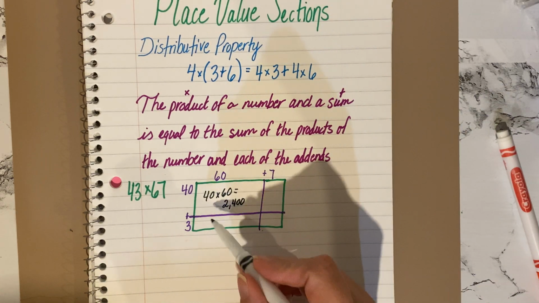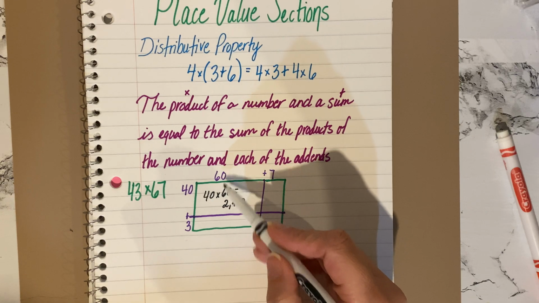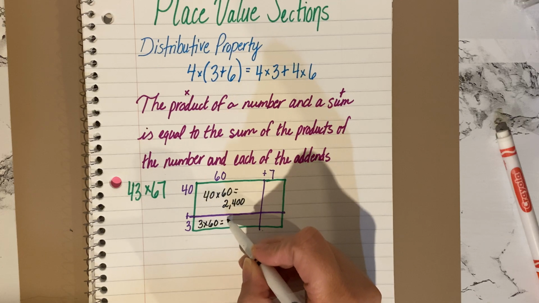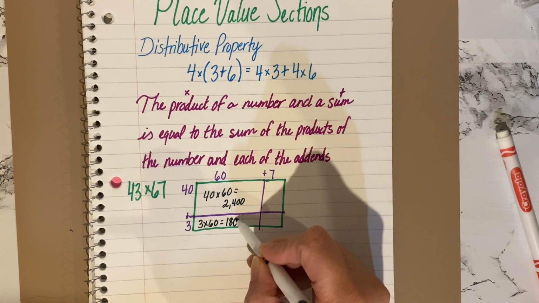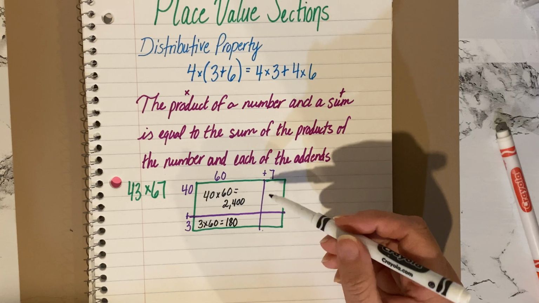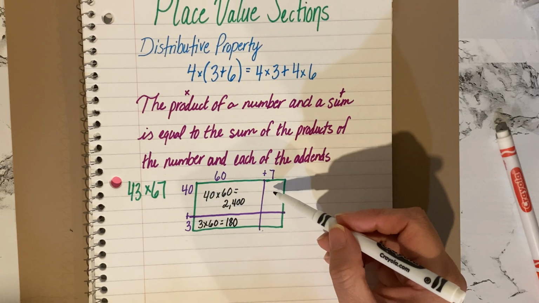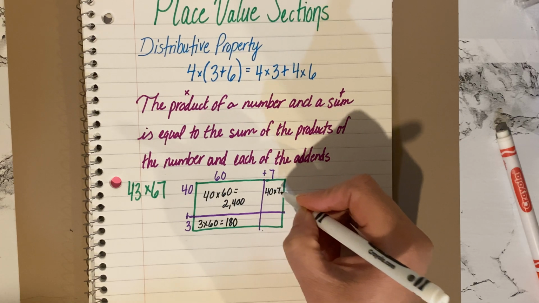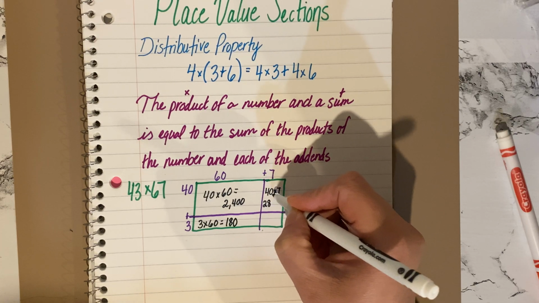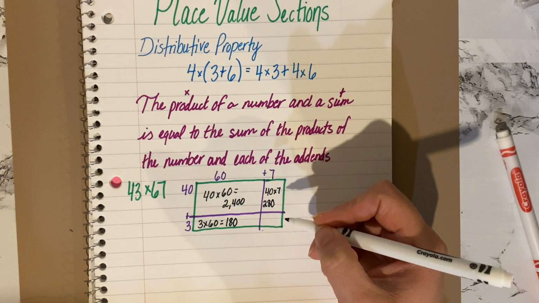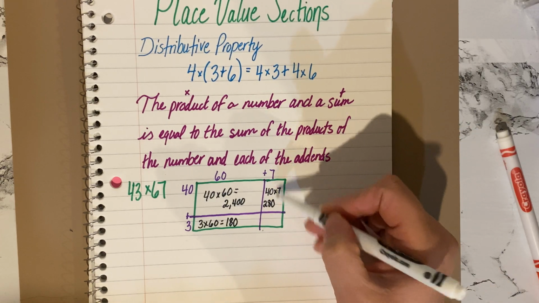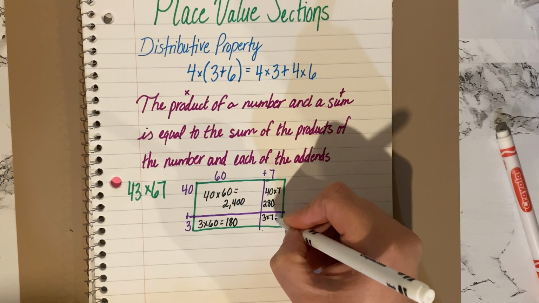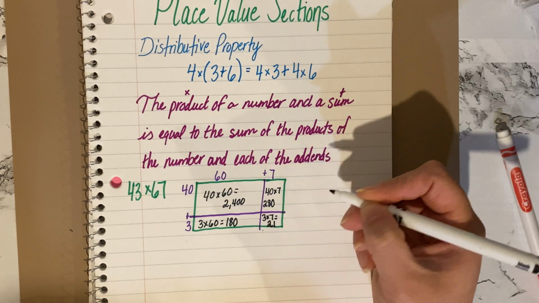Let's go down and do this section now. This section would be 3 times 60. 6 times 3 is 18, and an extra 0 is 180. Now we'll do this section, which is 40 times 7. 4 times 7 is 28, plus that 0 makes it 280. And finally this section, which is 7 and 3. So let's go 3 times 7, which equals 21.